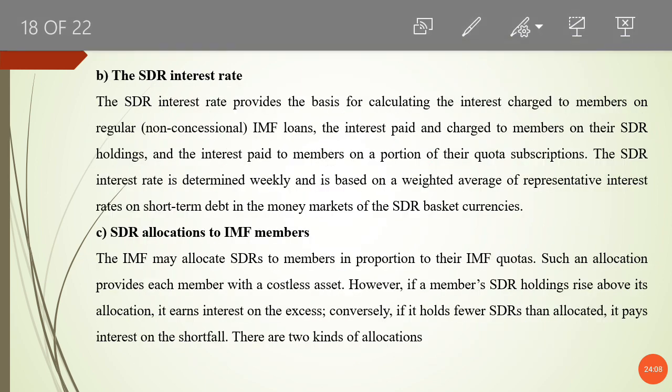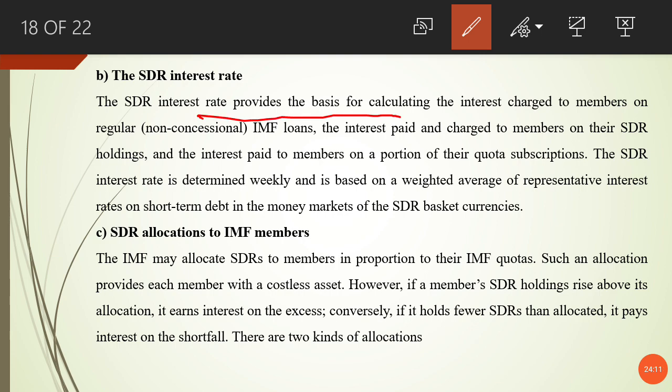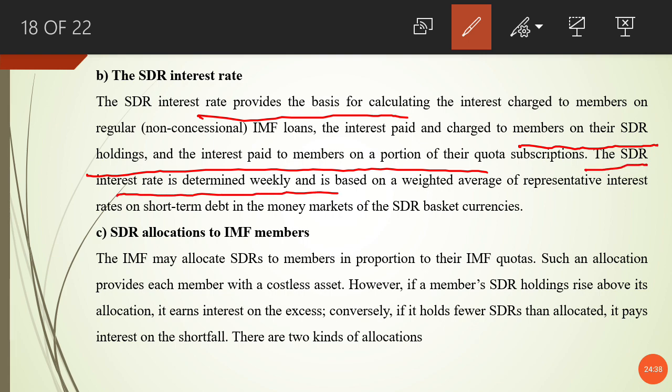B. The SDR interest rate. The SDR interest rate provides the basis for calculating the interest charged to members on regular, non-concessional International Monetary Fund loans, the interest paid and charged to members on their SDR holdings, and the interest paid to members on a portion of their quota subscriptions. The SDR interest rate is determined weekly and is based on a weighted average of representative interest rates on short-term debts in the money market of the SDR basket currencies.